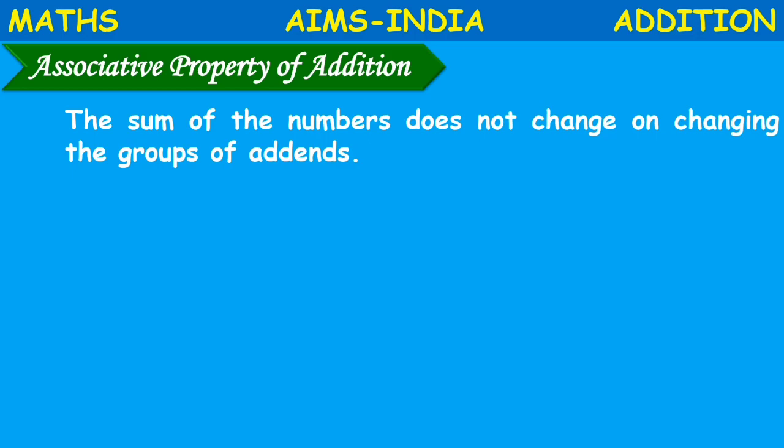Moving on to the next property of addition, which is the associative property. The associative property of addition. What does it say? The sum of the numbers does not change on changing the groups of addends.